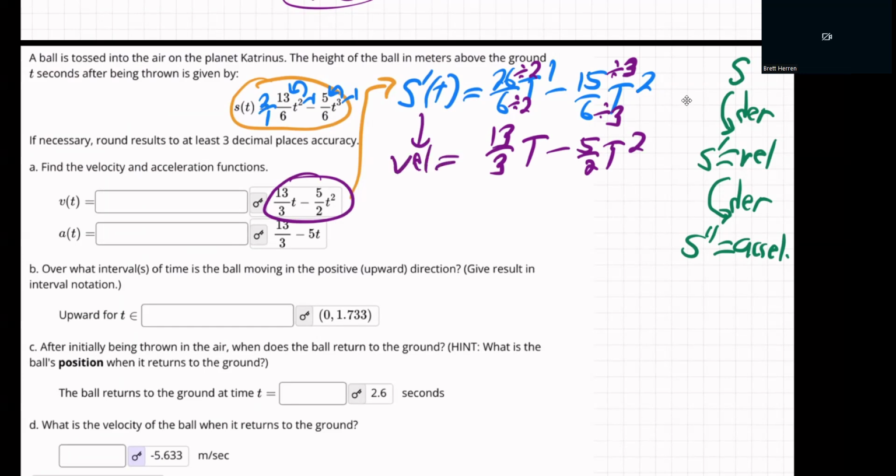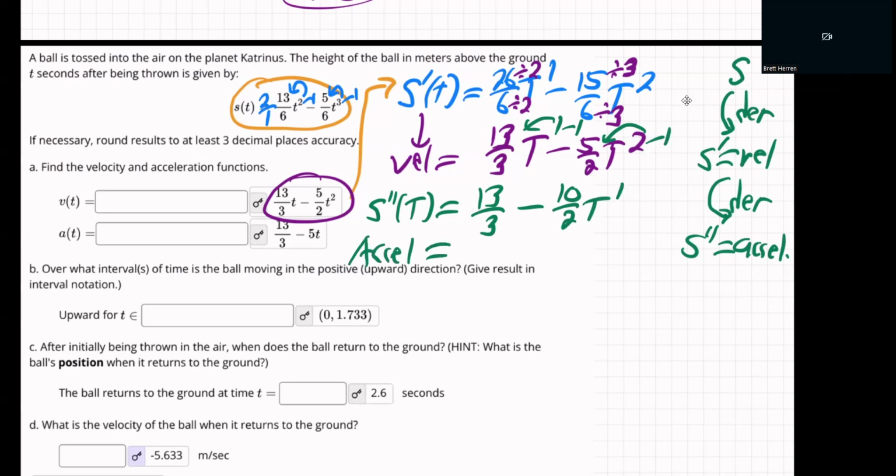Okay, and now let's take another derivative. That's the double prime, the second derivative. So again, you take the power and move it down. 13 over 3, 1 times 13 is just 13. Subtract 1 from the power, so that's gone. Minus, and 2 times 5 is 10 over 2, subtract 1 from the power, t to the first. That's acceleration. And we can simplify that. 10 divided by 2 is just 5. There it is. So that's how we get the velocity and acceleration: first derivative, second derivative.